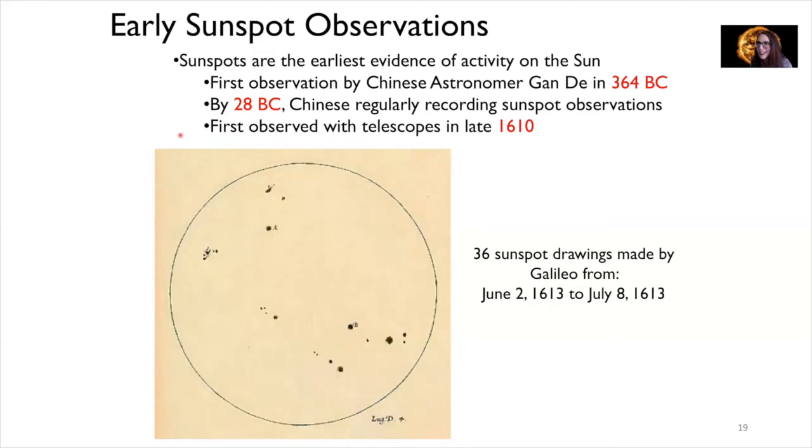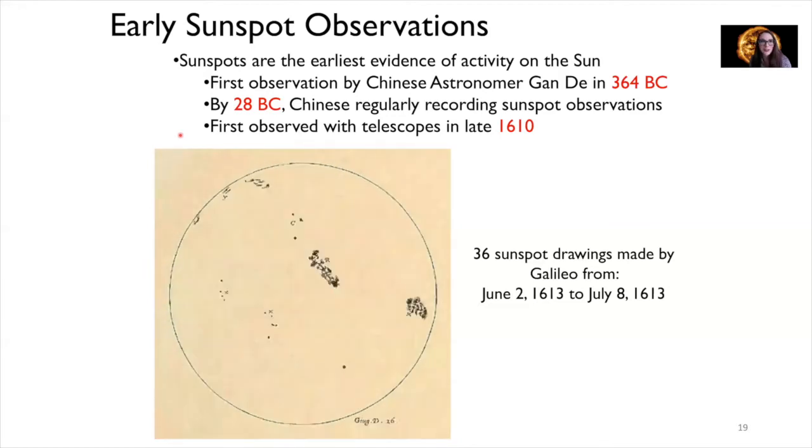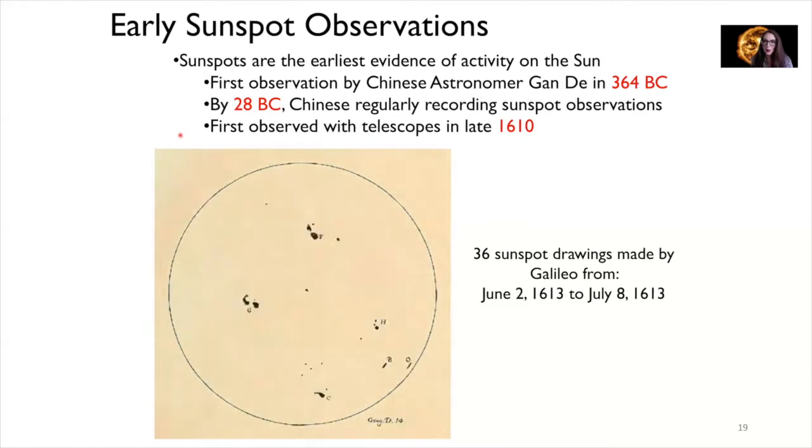By 28 BC, Chinese astronomers were regularly recording sunspot observations, again with their naked eye, which you really should never look at the sun with your naked eye. I'm not quite sure what they were doing to take these observations. And then they were first observed with the telescope by Galileo in late 1610. So here are 36 sunspot drawings made by Galileo from June 1613 to July of 1613.